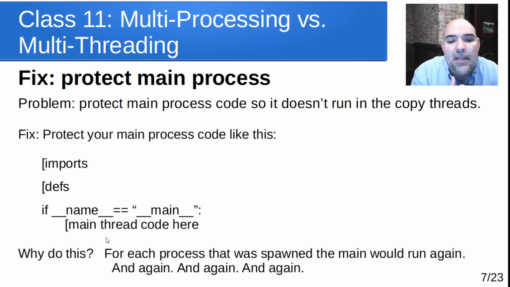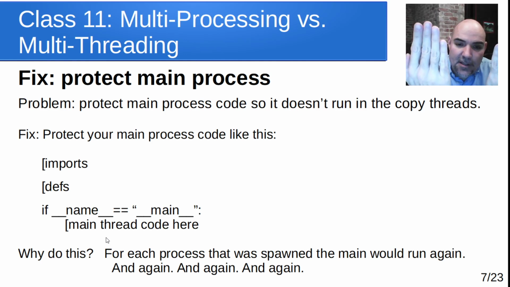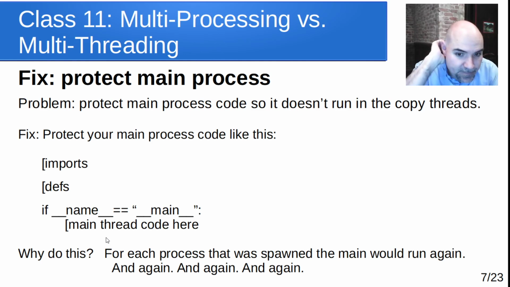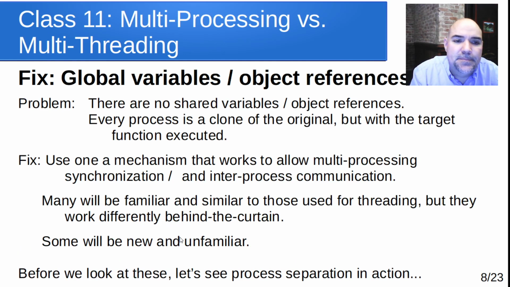So why do that? Again, for every process that is spawned, it has to make a clone of the original. And the way Python works is when it loads that program, the same program into memory, as in a clone, we do not want it to run the main code as it loads it in. So you have to have this protection. We'll look at an example here in a second.